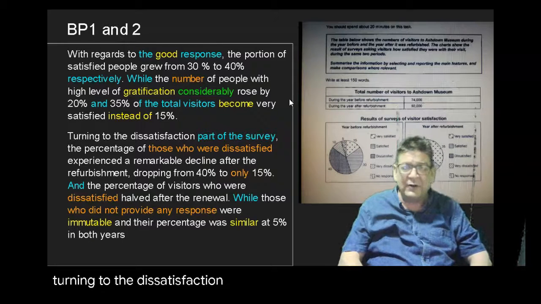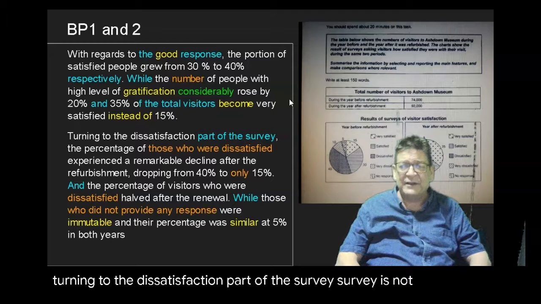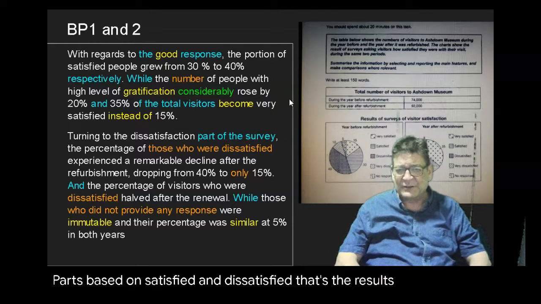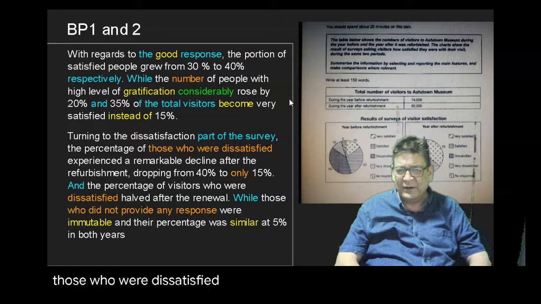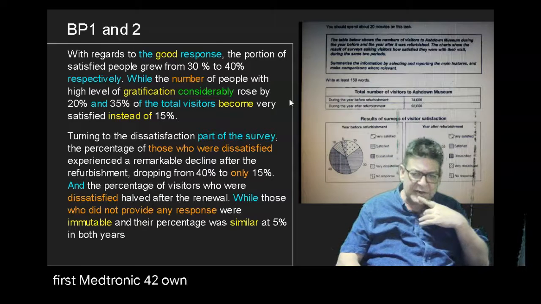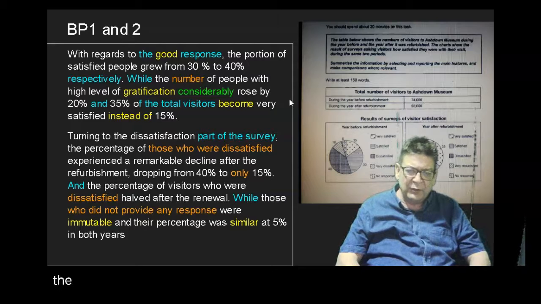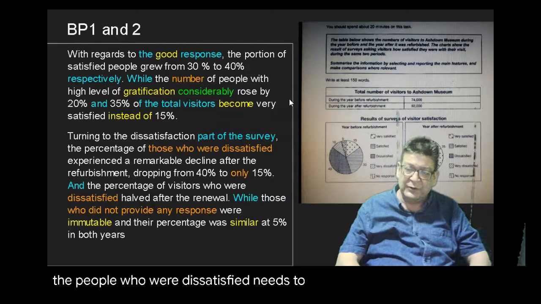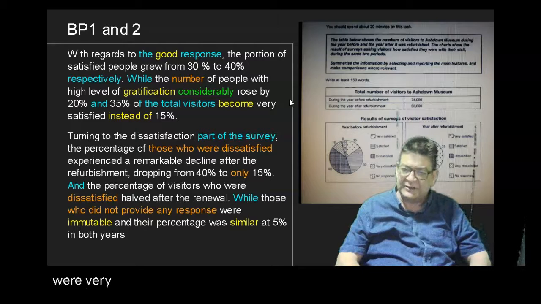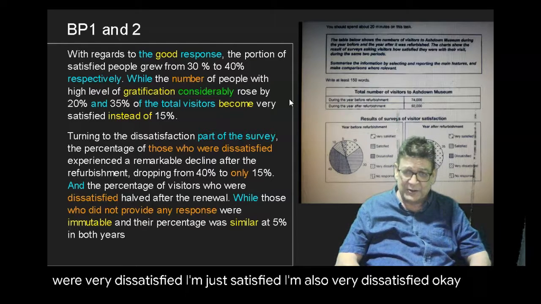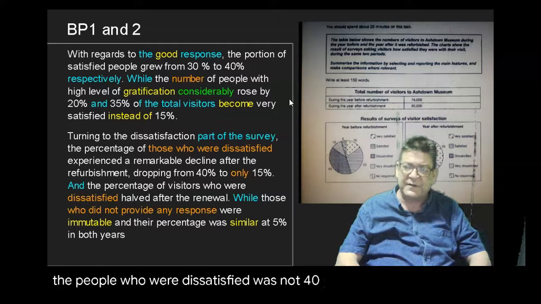Turning to the dissatisfaction part of the survey. The survey is not divided into parts based on satisfied and dissatisfied. That's the results. Percentage of those who were dissatisfied experienced a remarkable decline after the refurbishment, dropping from 40 to only 15%. That's pretty good, except for the only part. But the people who were dissatisfied needs to include also the people who were very dissatisfied. I'm dissatisfied. I'm also very dissatisfied. Okay? So the people who were dissatisfied was not 40, it was 50. You have to include very dissatisfied.